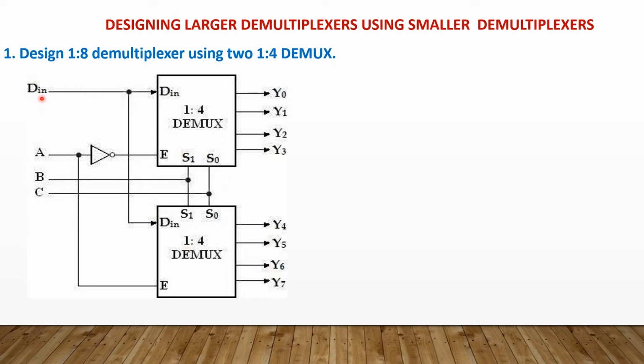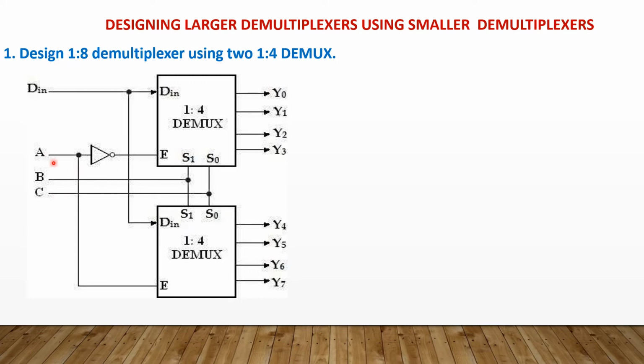So the data input will be connected to the data input of the first and second 1 into 4 demultiplexer circuits. From the first 1 into 4 demultiplexer circuit, we'll have 4 outputs, and similarly from the second one we'll have the remaining 4. So totally 8 outputs. And for this 1 into 8 demultiplexer circuit, we know that there should be 3 selection line inputs, and that can be indicated as A, B, C. But for each 1 into 4 demultiplexer, you should have two selection lines, S1 and S0. So those can be connected to B and C.